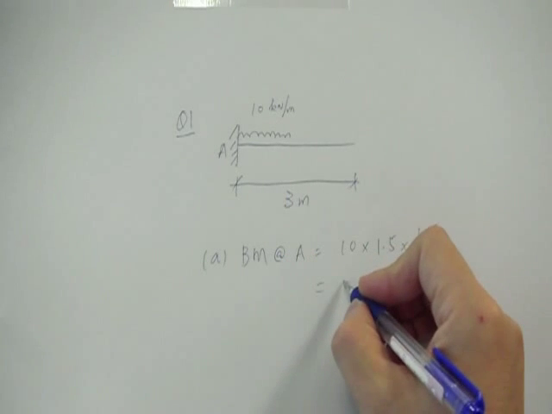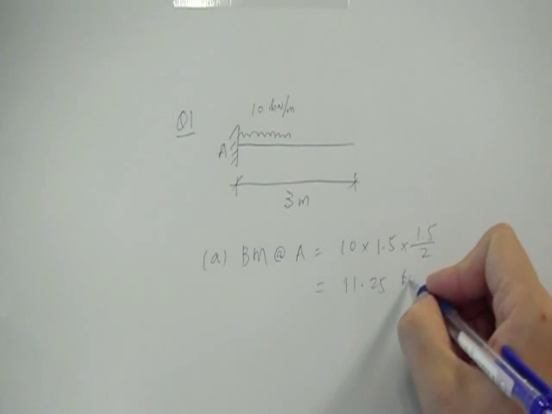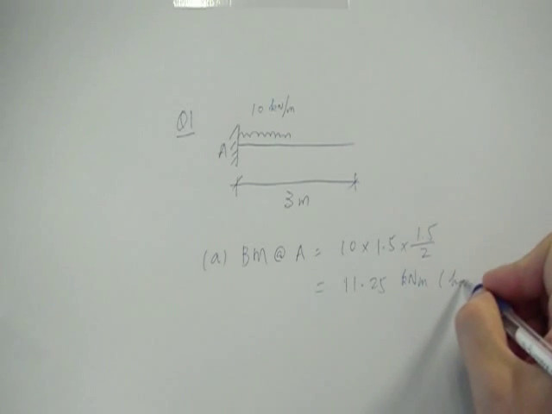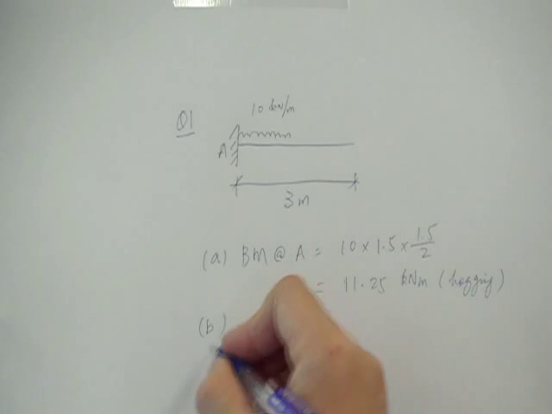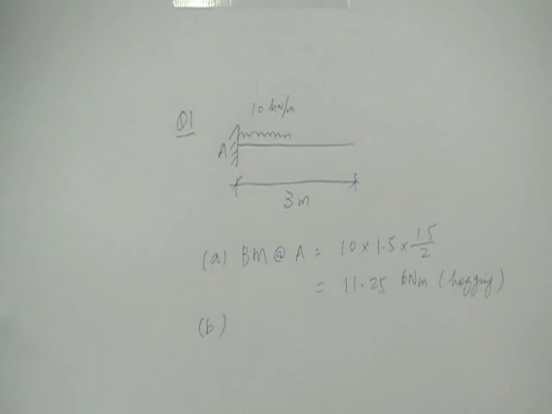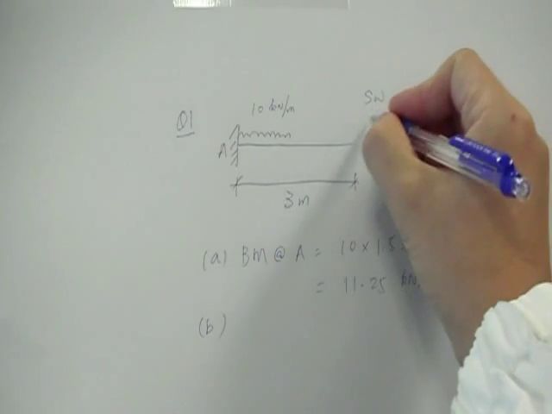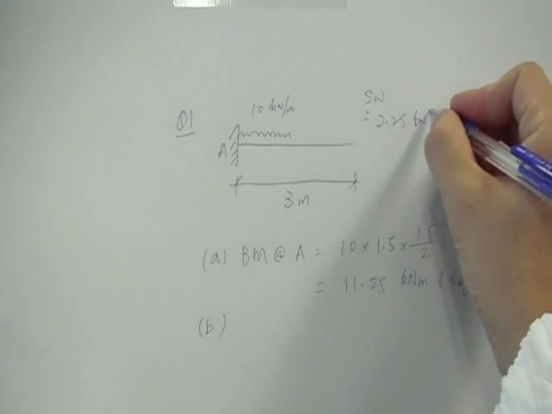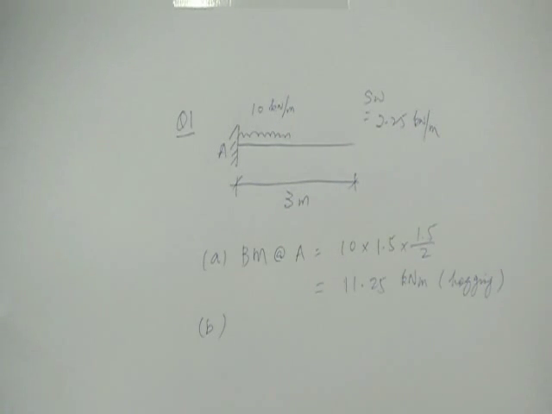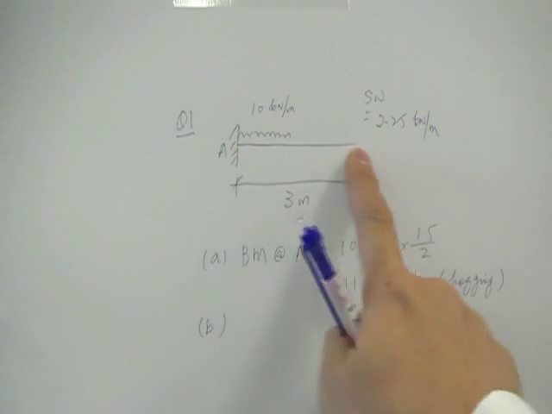So the bending moment at A due to impulse load is 11.25 kilonewton meter, and this is the hogging moment. And then in part B, you're asked to find out the bending moment due to the self-weight only, and the self-weight is given as 2.25 kilonewton per meter. Of course, the distributed load due to self-weight is acting on the whole beam.